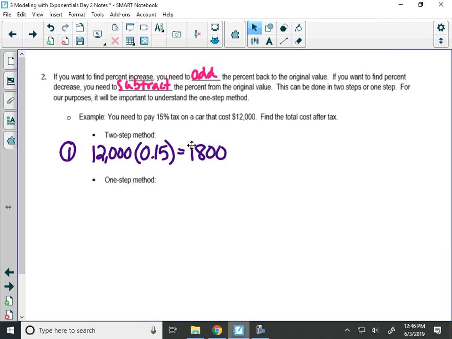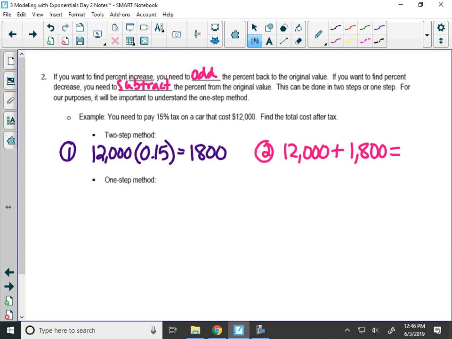Now, step two here is going to be to take the original cost of the car and add the $1,800 tax that we just calculated. So 12,000 plus 1,800 is $13,800. That's two steps. I found the tax, and then I added it back on to the original cost. Now let's do a one-step method.